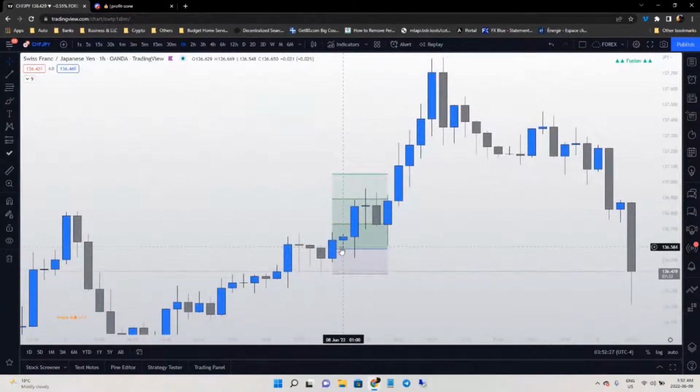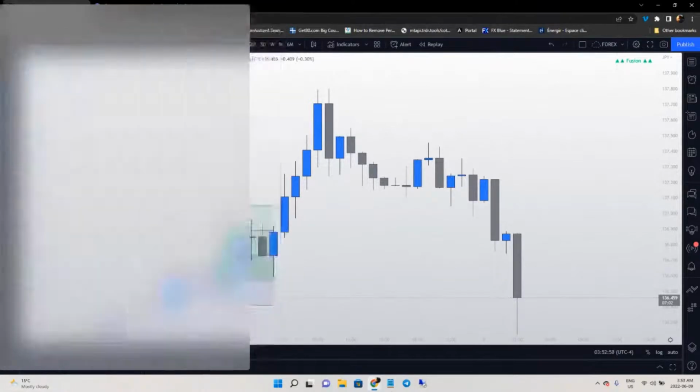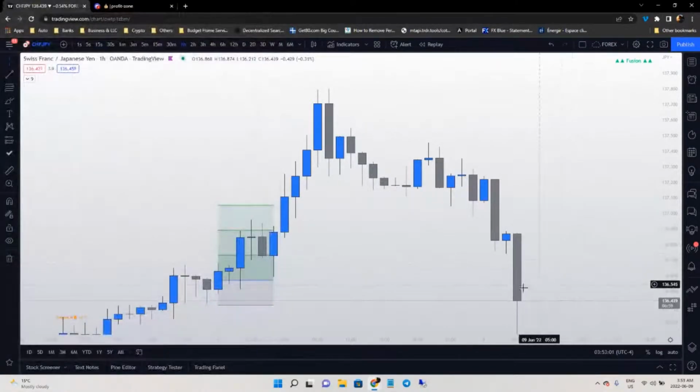It gives you an entry price right here. You put a pending order, and it went against you by only 5 pips, and then it did its thing. It hit TP3, all that good stuff.